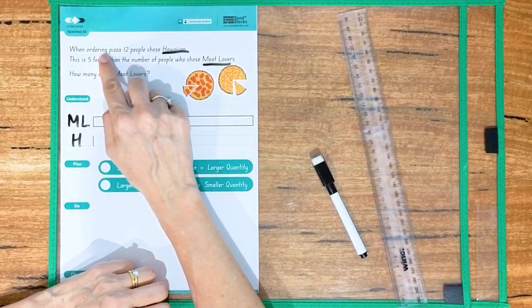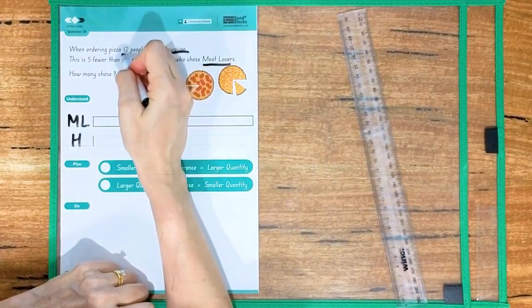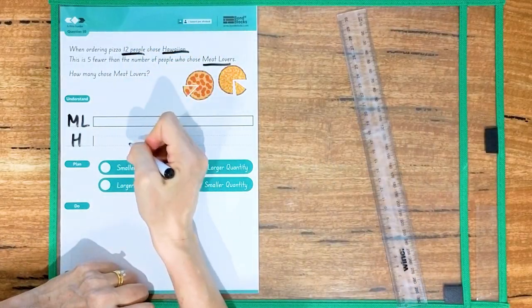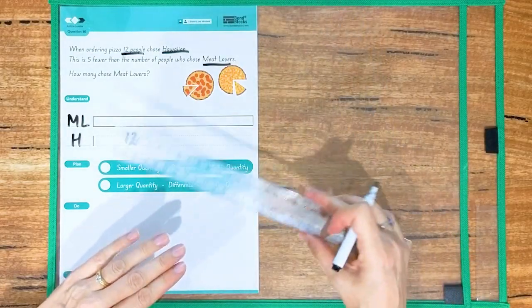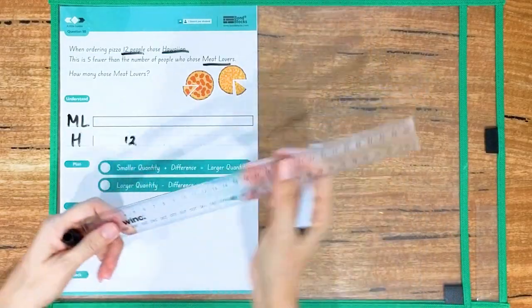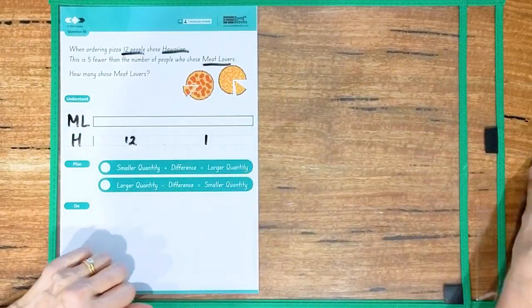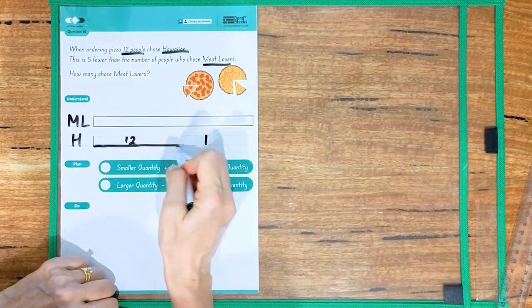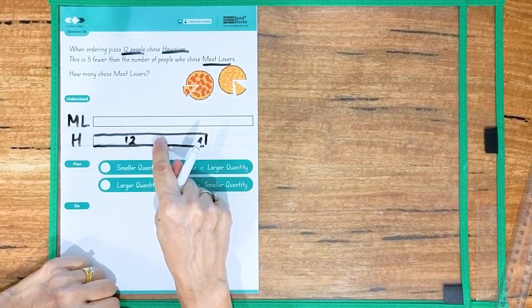When ordering pizza, 12 people chose Hawaiian. So my first known is the smaller quantity, which is Hawaiian of 12. I'm going to make that approximately 12 centimetres. And there's the number of people who chose Hawaiian.